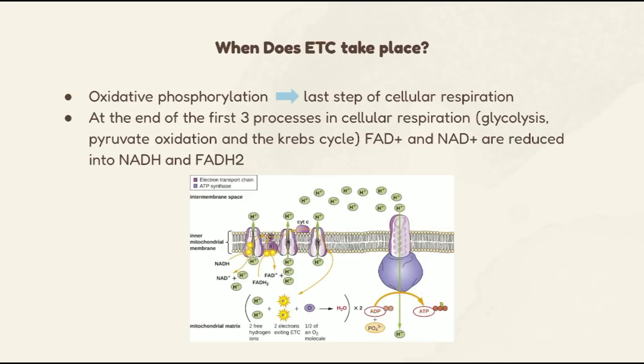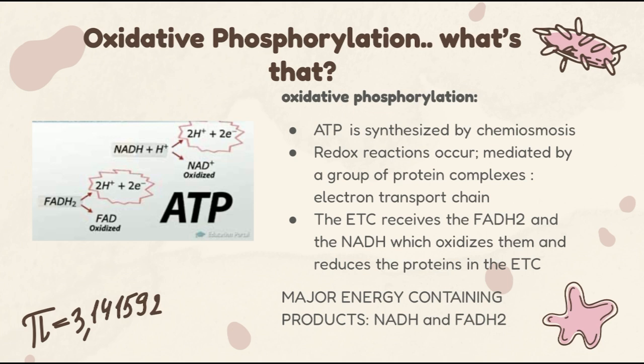When does the ETC take place? Oxidative phosphorylation is the last step of cellular respiration. At the end of the first 3 processes in cellular respiration, which are glycolysis, pyruvate oxidation, and the Krebs cycle, FAD and NAD+ are reduced into FADH2 and NADH. Oxidative phosphorylation is cellular respiration's last stage. It's what produces the main products. The first 3 steps help create the molecules needed for the phosphorylation phase. During the phosphorylation stage, redox reactions occur due to the electron transport chain, and ATP is synthesized by chemiosmosis.